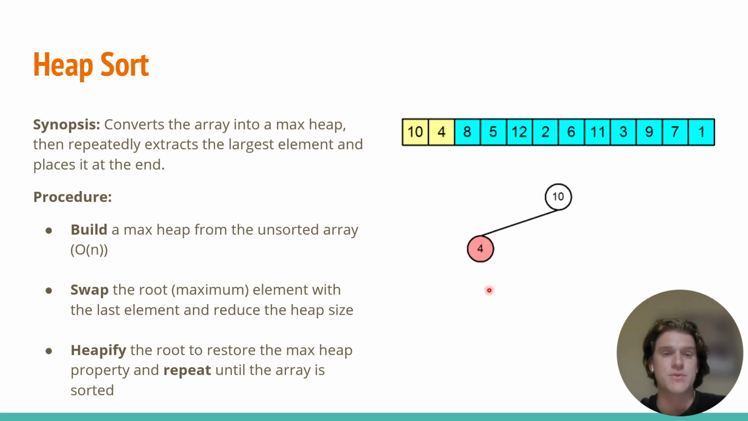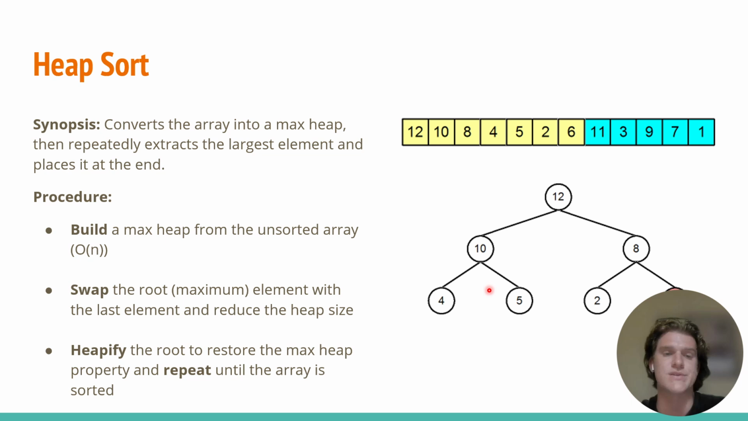Up next, we have heap sort. It builds a max heap and repeatedly removes the largest element, placing it at the end. It's efficient and uses O(1) space, but it's not stable and can be slower than quicksort in practice.